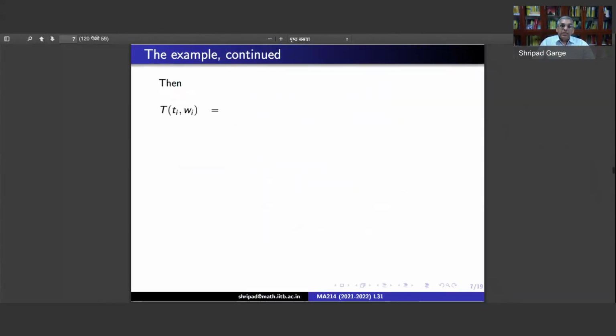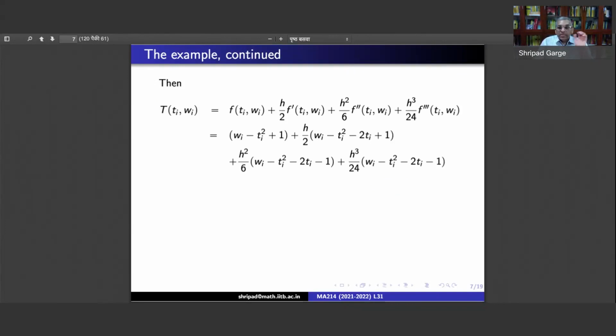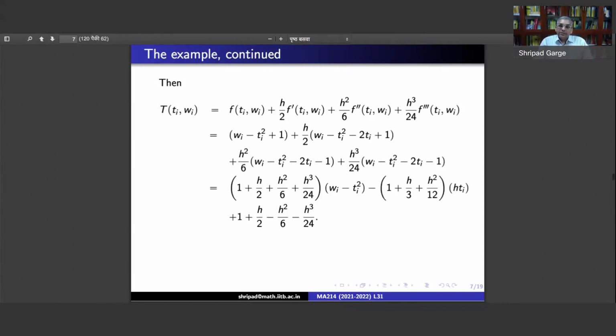Capital T is now a slightly complicated function because the order is 4. So we have f, f prime, f double prime and f triple prime, and of course the corresponding coefficients, which are h by 2, h square by 3 factorial, h cube by 4 factorial, and then there is an error which we ignore. So this is capital T of t_i, w_i, which we can further simplify and write in this way.